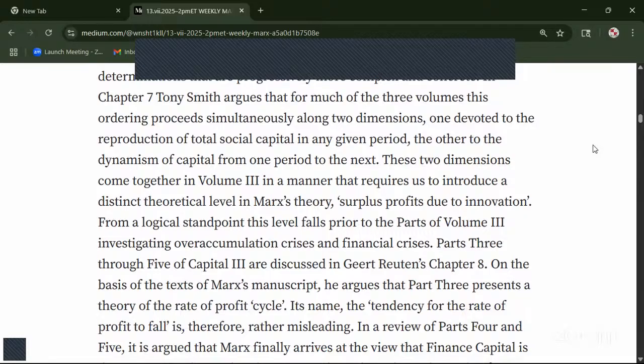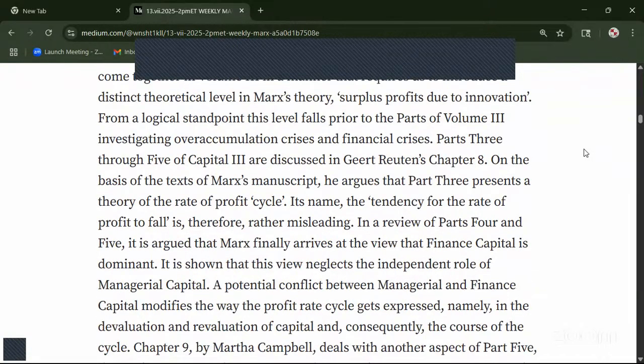From a logical standpoint, this level falls prior to the parts of Volume 3 investigating overaccumulation crises and financial crises. Parts 3 through 5 of Capital Volume 3 are discussed in Geert Reuten's Chapter 8. On the basis of the text of Marx's manuscript, he argues that Part 3 presents a theory of the rate of profit cycle. Its name, that is, the tendency for the rate of profit to fall, is therefore rather misleading.